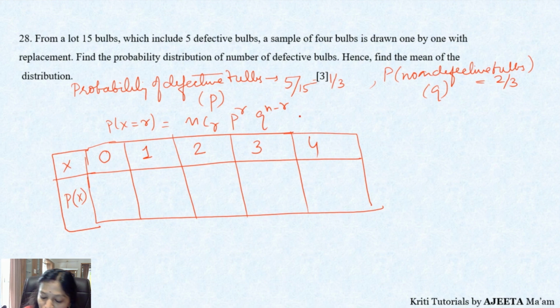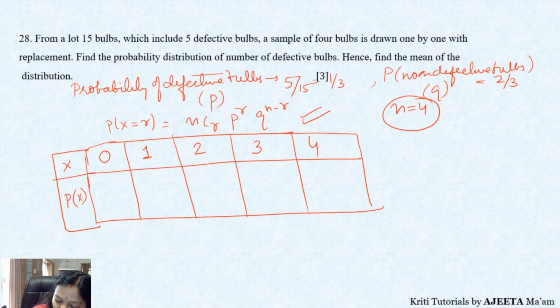Now we are going to use this simple formula every time. P का value 1 by 3 है, Q का value 2 by 3 है. So I will simply write it for you. So now what do you get? First, और n क्या है हमारे पास? N is 4. So total 4 draws you are doing and you are taking out the bulbs. So 0 defective bulb, one defective bulb, two defective bulbs, three defective bulbs, and four defective bulbs are possible.